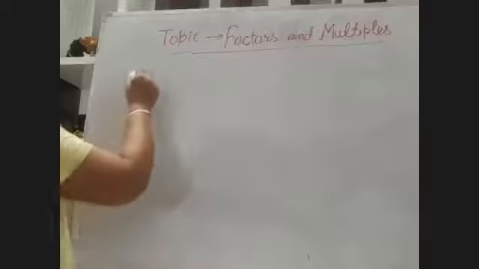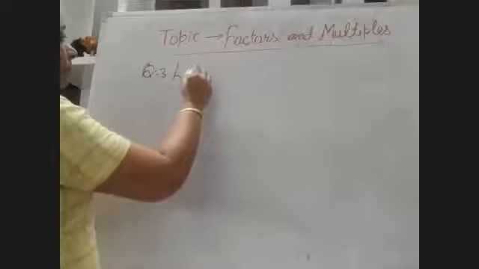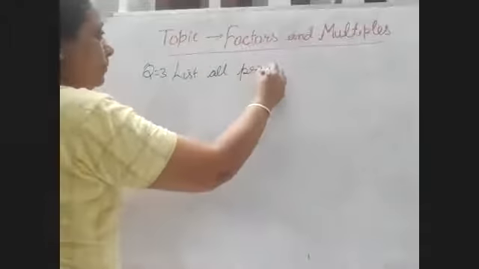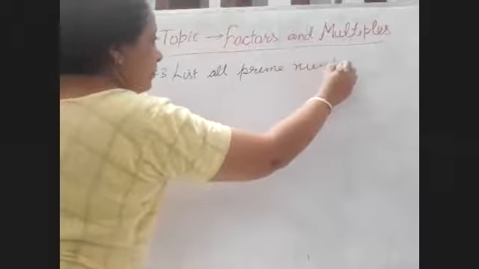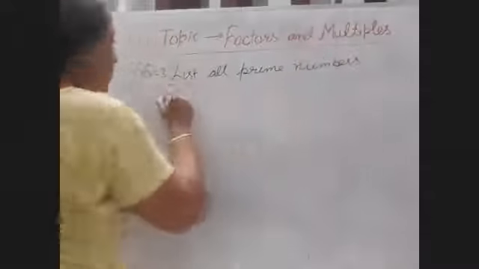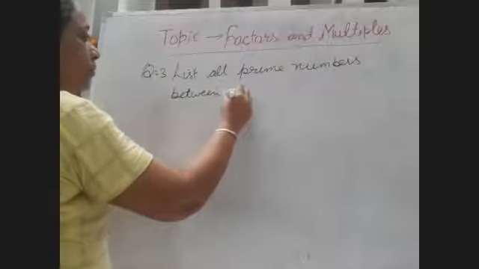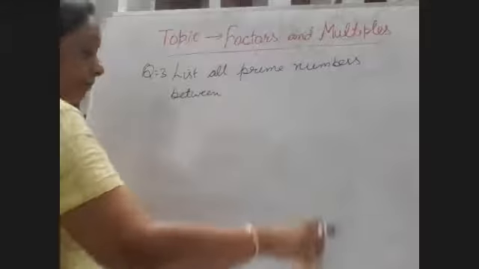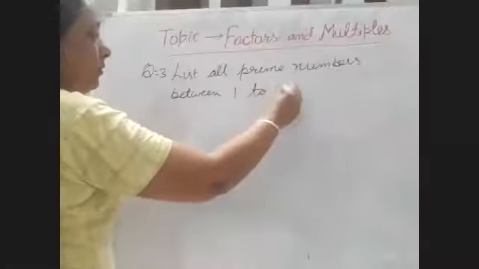List all prime numbers between 1 to 50. Third question.